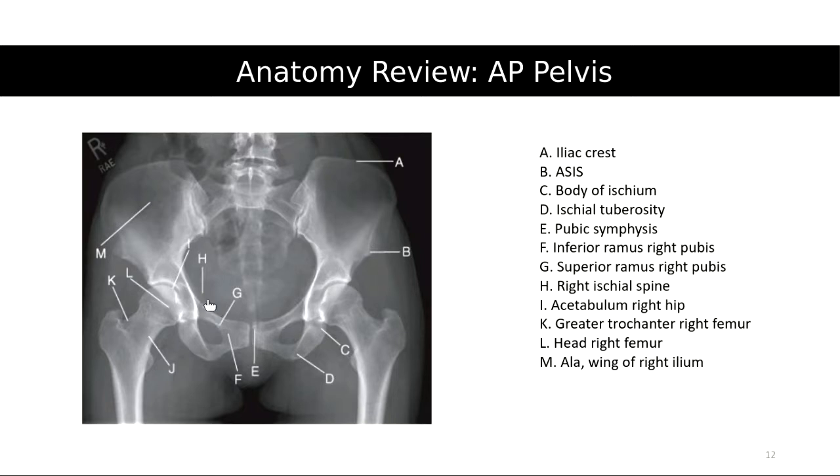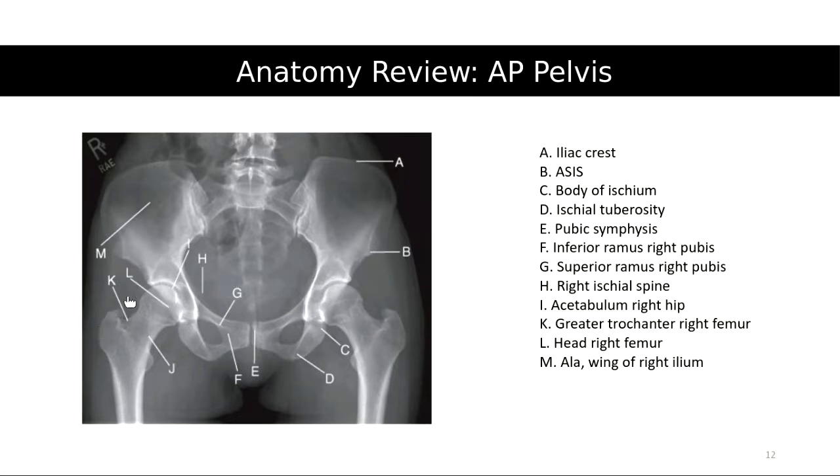H is the right ischial spine. I, this cup-shaped depression right here, is the acetabulum. And that, again, accepts the head of the femur. So I is the acetabulum. K is the greater trochanter right here.